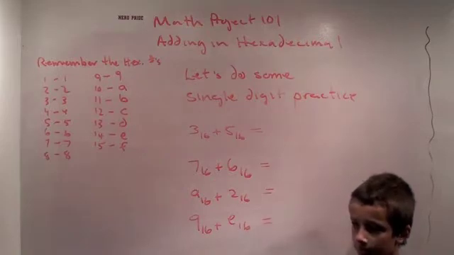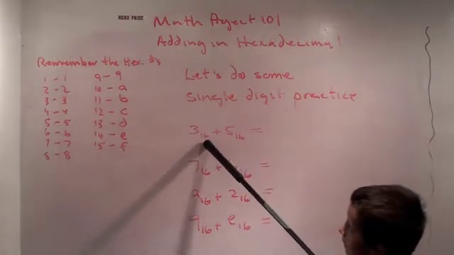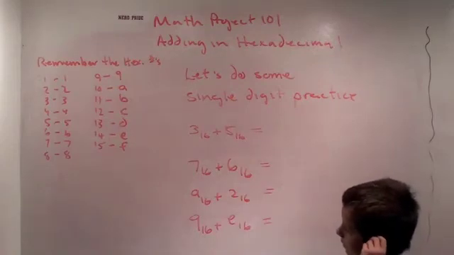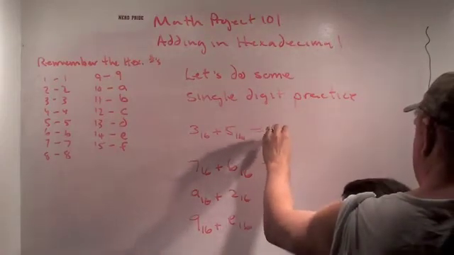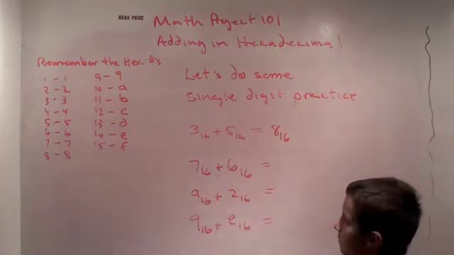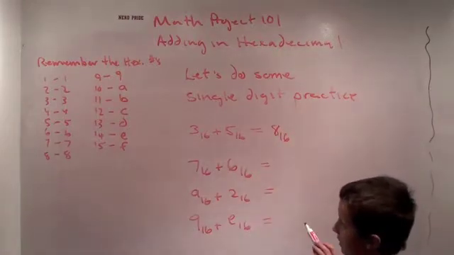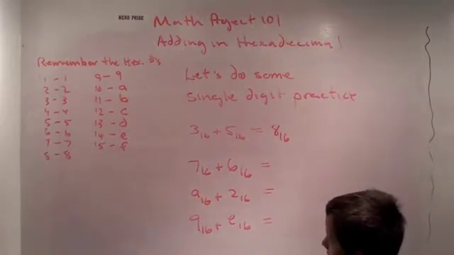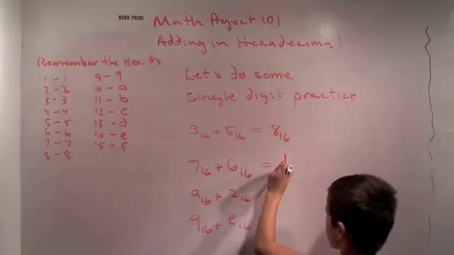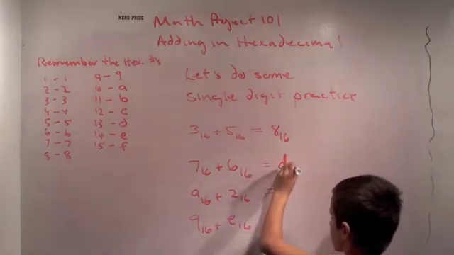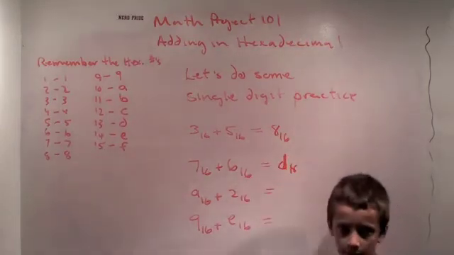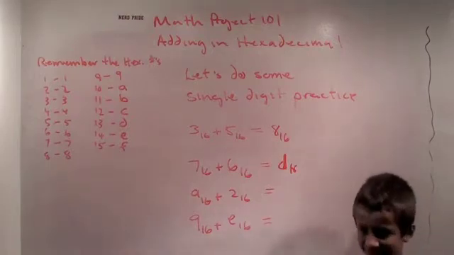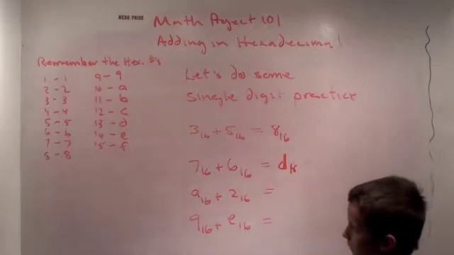So let's do some practice. 3 base 16 plus 5 base 16 is what? It's just 8 base 16. 8 base 16, that's right. Or 7 base 16 plus 6 base 16 equals D. And then you have to write the base 16 underneath it. D base 16. Right, so 7 plus 6 equals D. How does that make any sense?